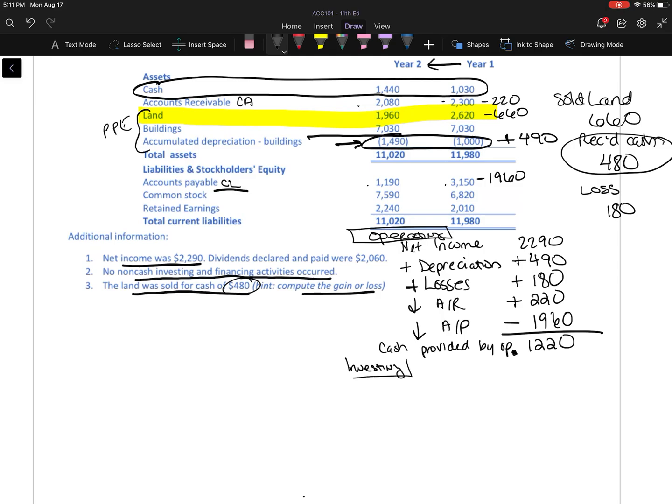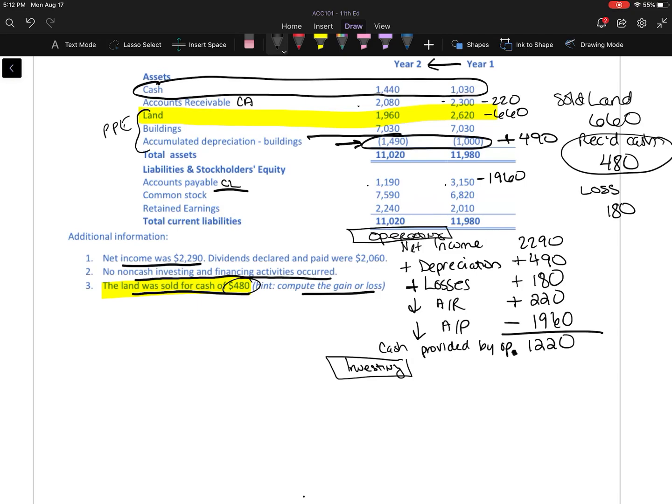Okay. Then I would look at my investing. So this is my operating. I'm not doing a very pretty job here, but I'm not worried about you preparing a pretty report. I just want you to know where stuff is reported and how it's reported and how you compute everything.